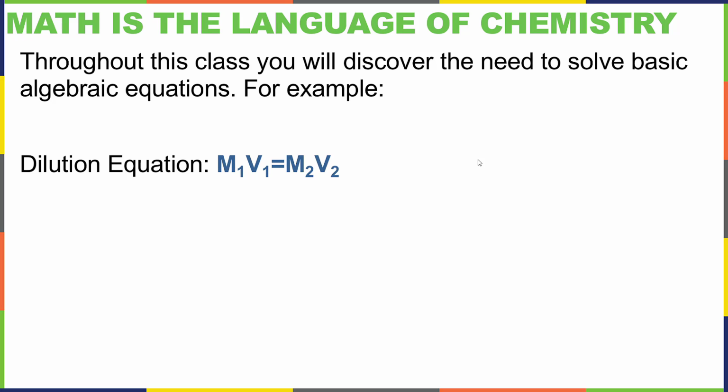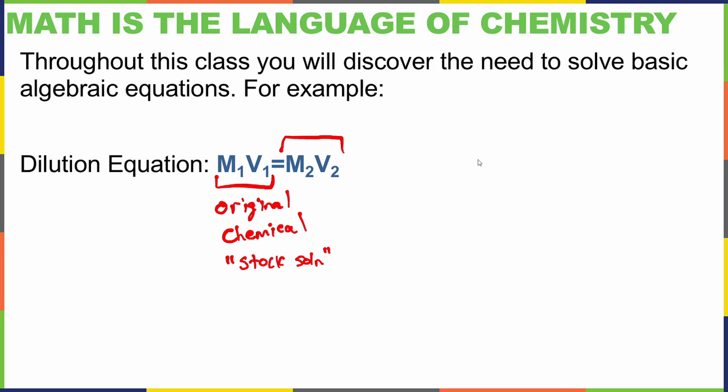So again, this here is the original chemical, and this is actually called the stock solution. And then over here, you have the diluted chemical, and that's after you add water. So what if I told you that M1 maybe was equal to 3, and V1 was equal to 4?